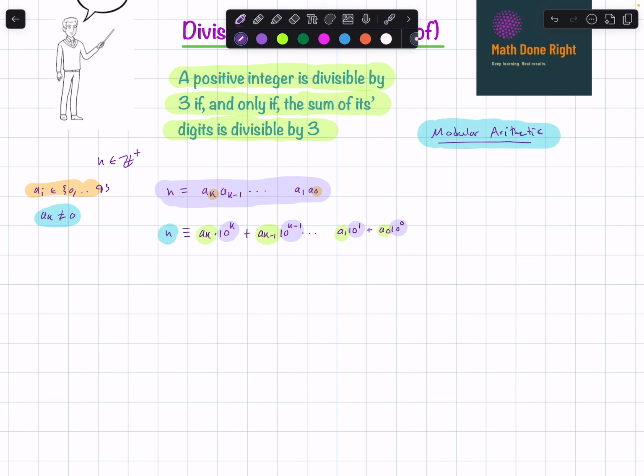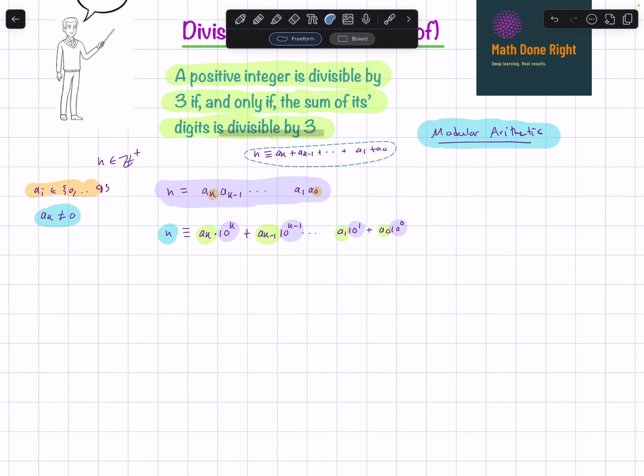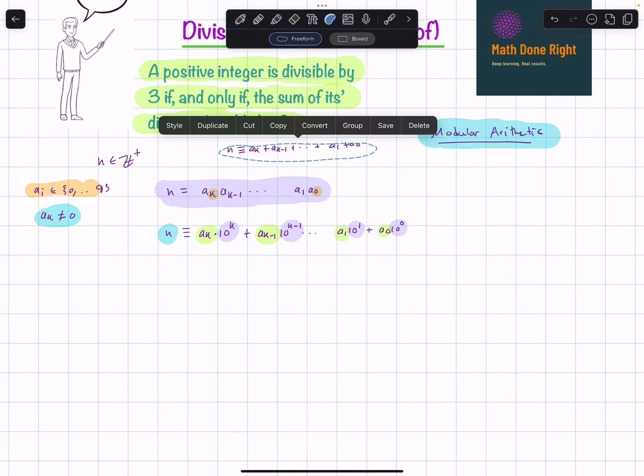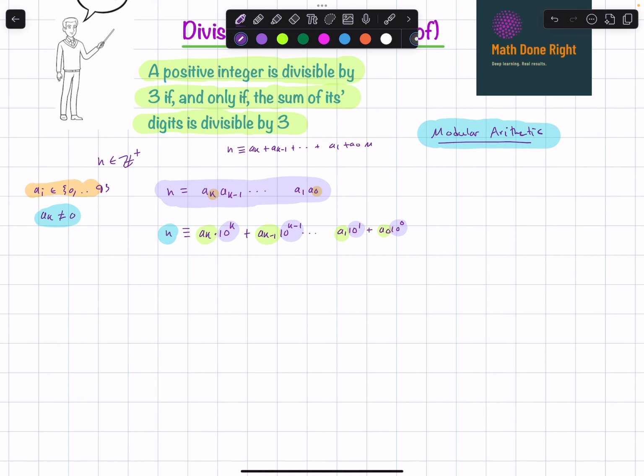And so the claim is that we want to show that n is congruent to a_k plus a_(k-1) plus all the way through a_1 plus a_0, mod 3. Let's move this over a teensy. So n is congruent to the sum of its digits mod 3. That means they leave the same remainder when they divide by 3.